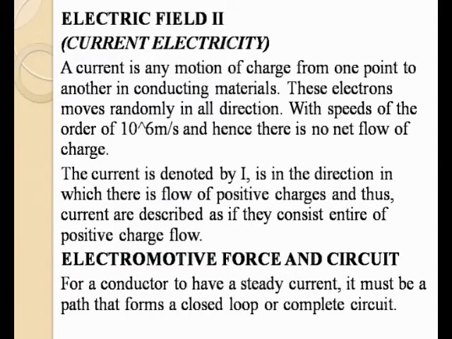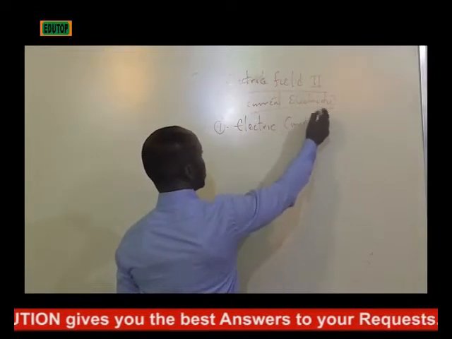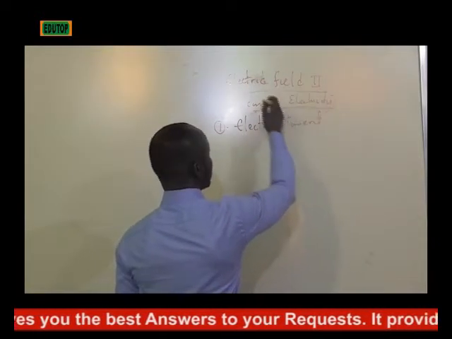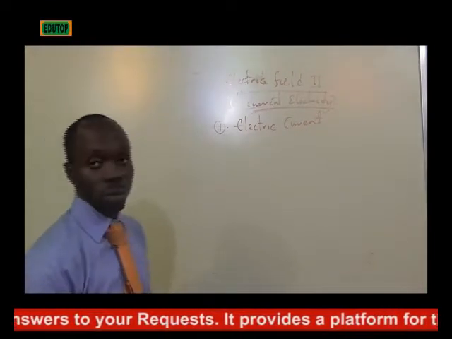Here we are going to be looking at electric field 2. That's the second series or the second section. You know, we started with electric field, so this is the second series. So in our electric field 2, we're looking at current electricity. We're going to start with electric current. Mind you, the topic is current electricity, a subtopic under electric field 2.